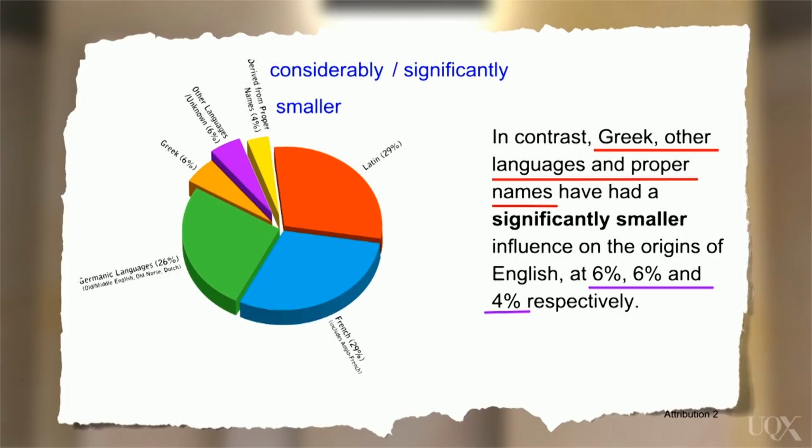Notice that these figures were given in the same order as the languages. So the figure for the first language, Greek, is the first figure, 6%, and so on. To make this clear to the reader, we use the word respectively at the end of the list. This technique works well for 2 or 3 items, but not more than that.